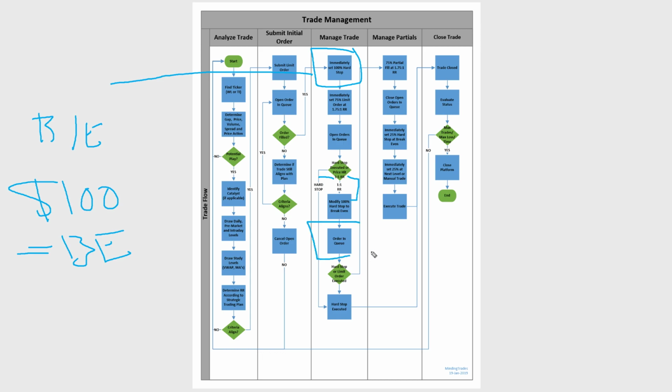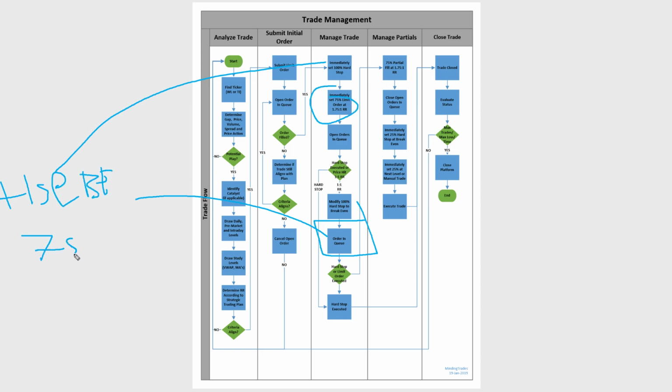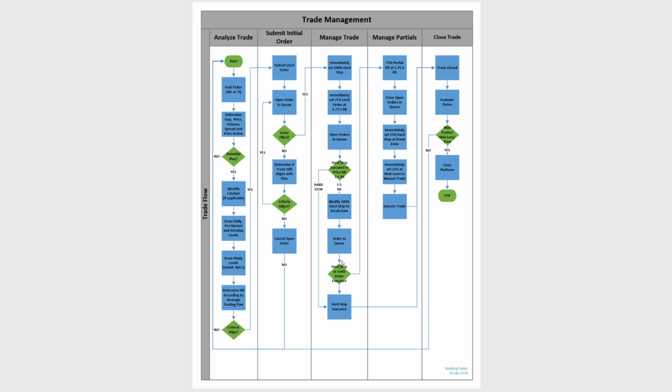So your orders are in queue, which means you have one order, your hard stop, at break even, and you have 75% at 1.75 to 1. So those are your two options, this one and this one. Now, while these are in queue, we wait for one of these to execute. So hard stop or limit order executed.